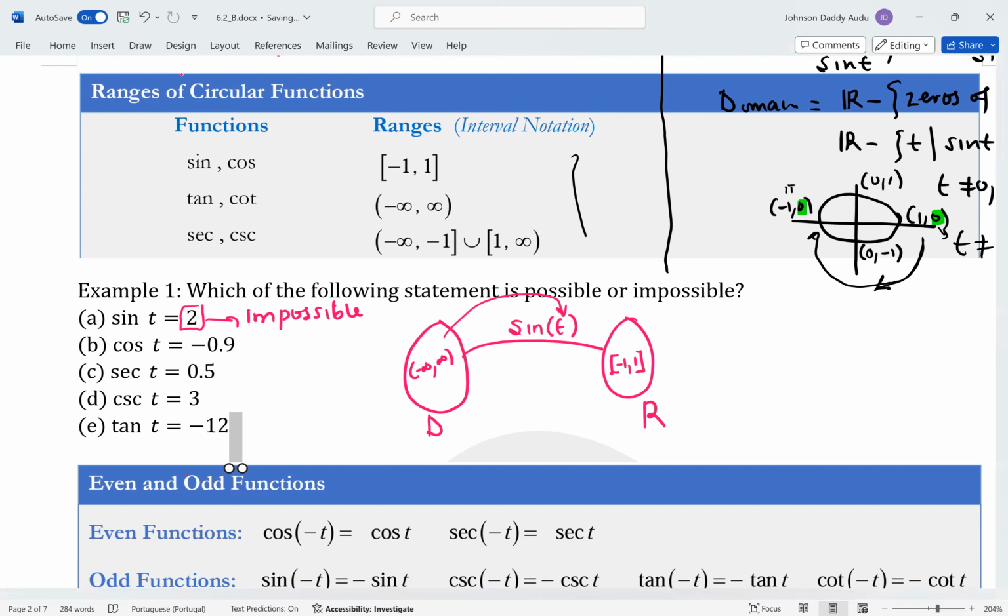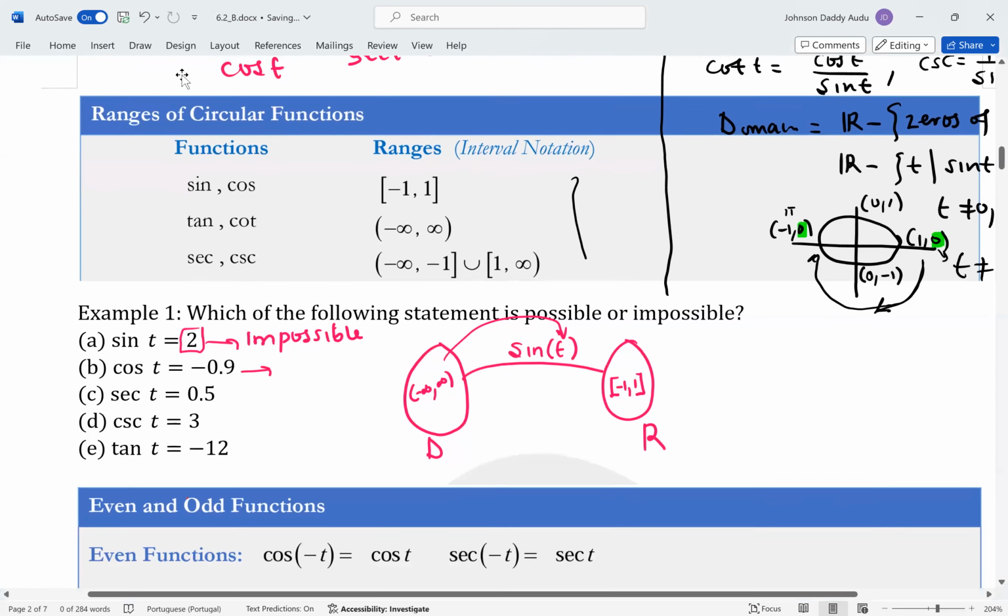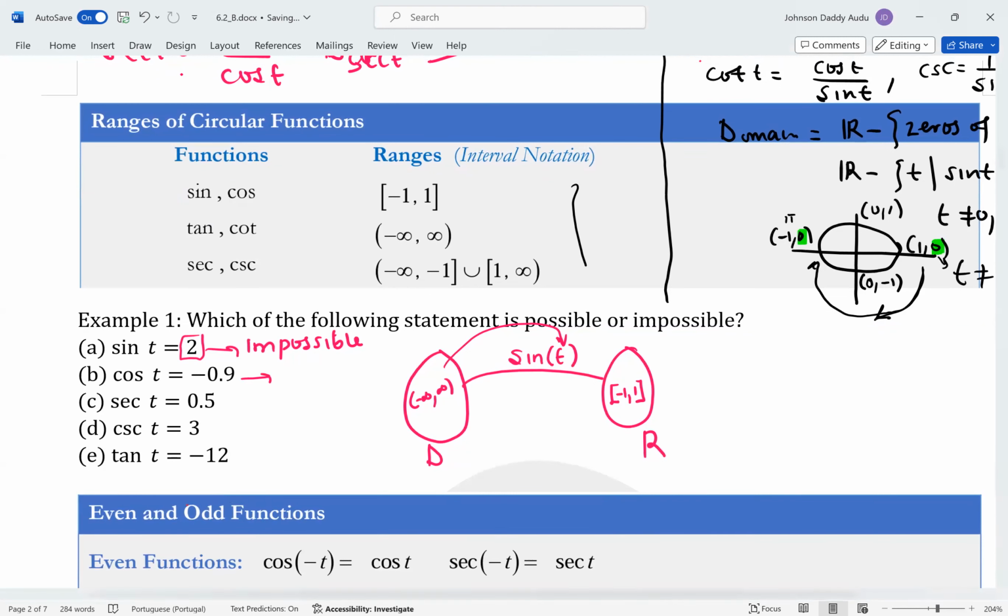Okay. Similarly, this also, is it possible? Yes, it's possible, because this is -0.9, which is inside the range, the interval -1 to 1. So this is possible because of the range of cosine.